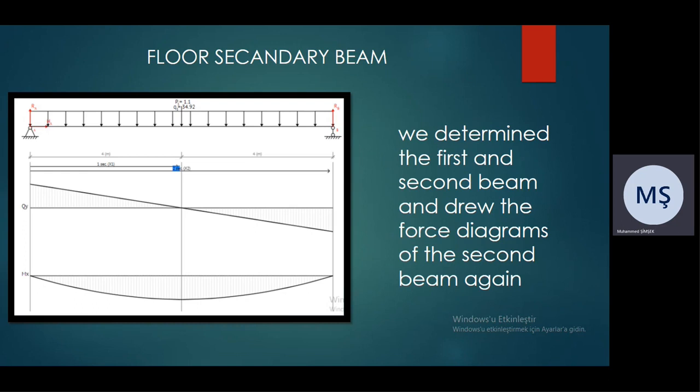Then the force diagram for a slab shows the distribution of these internal forces along the length of the slab. The normal force is the force perpendicular to the slab. The shear force is the force parallel to the slab, and the bending moment is the turning effect of the forces on the slab. Thank you.